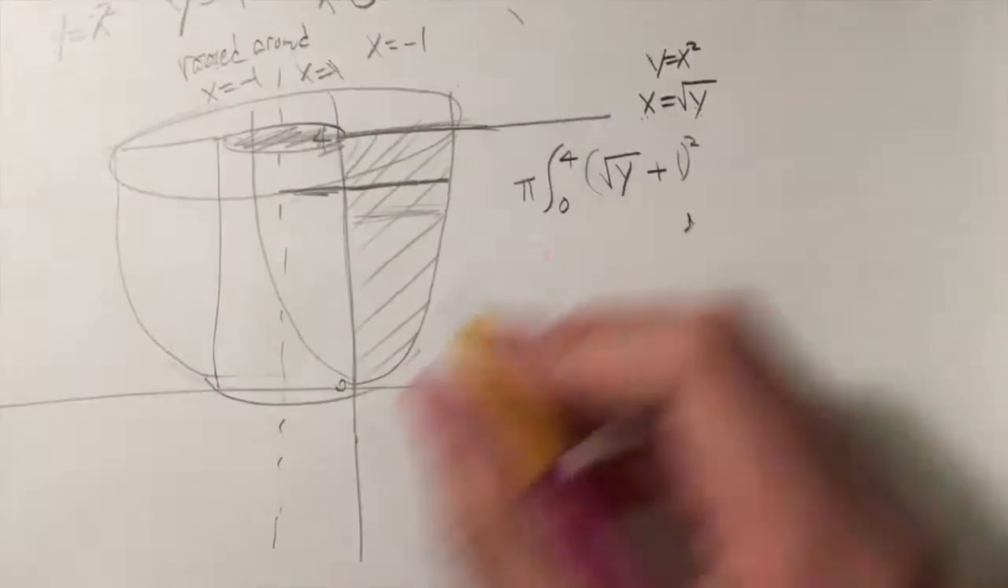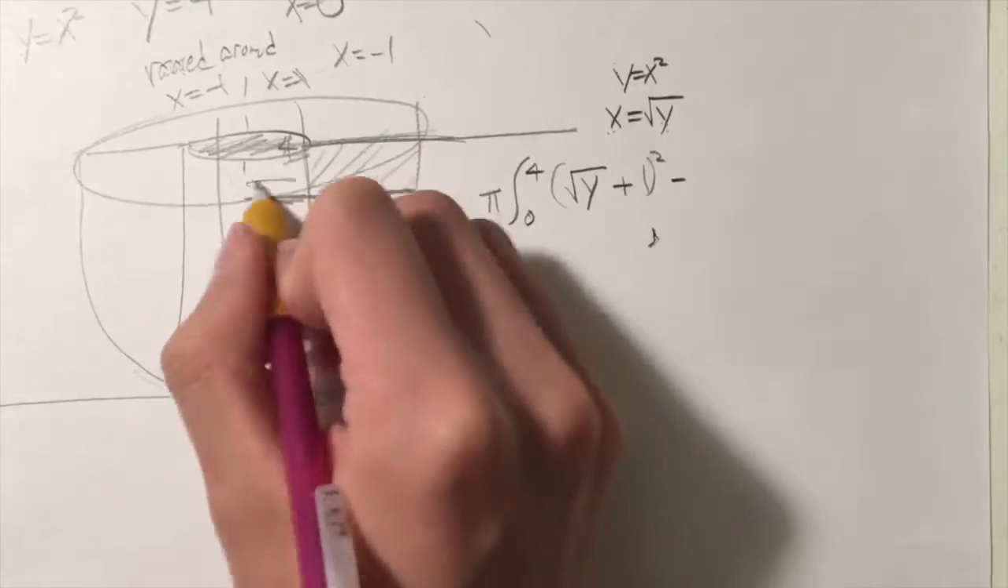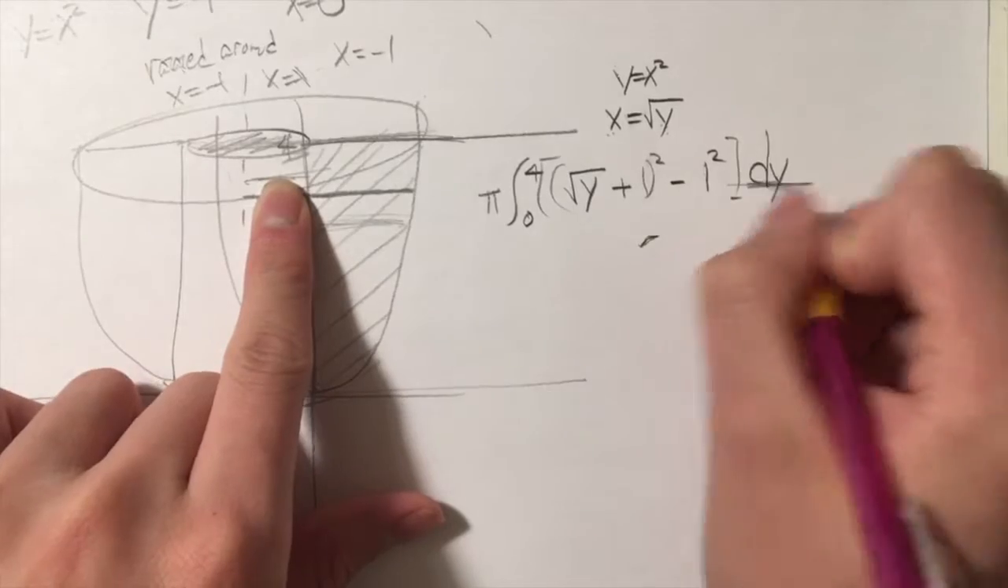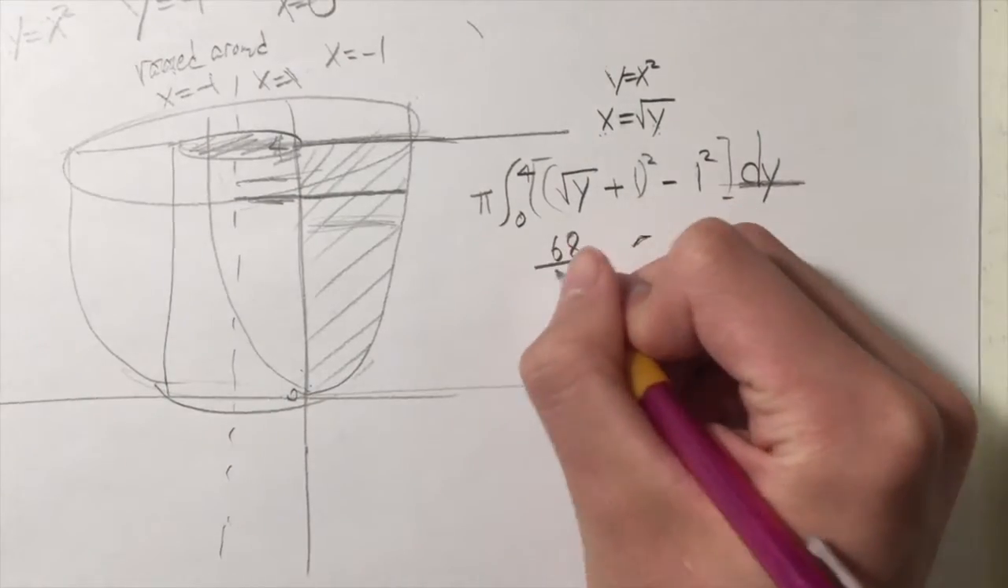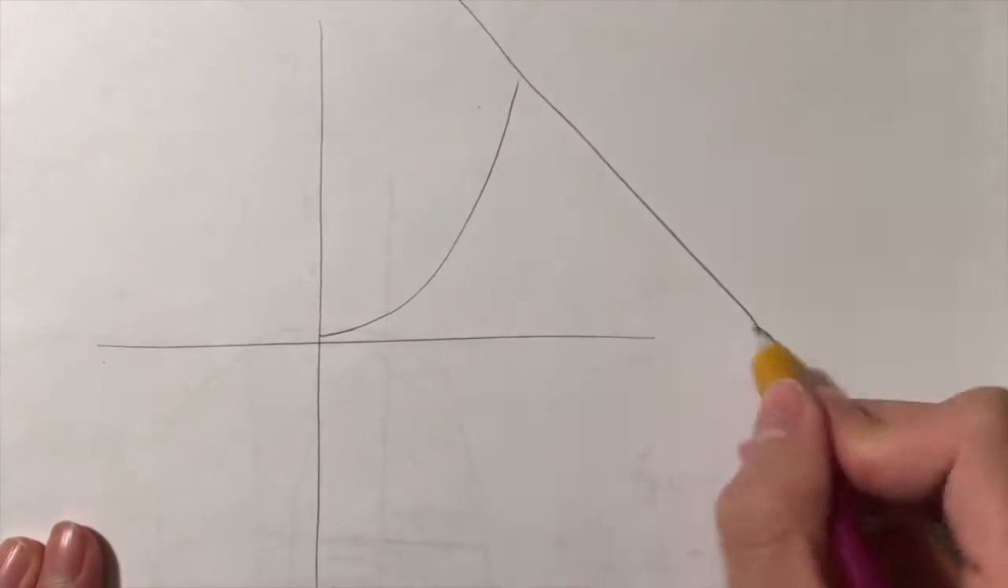It's the same thing as if you were rotating around an x-axis. You're taking the interval here, subtracted by this inner radius, which we're hollowing out, which is 1 squared. All in terms of y, remember. Now, solving all of that, as you would solve any other integral, you would get 68 over 3 times pi units cubed.